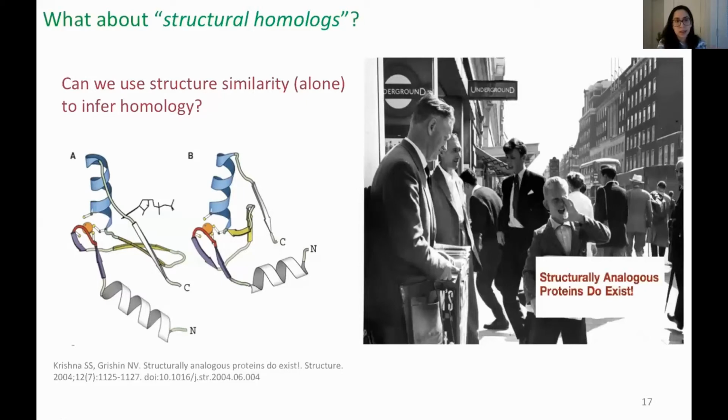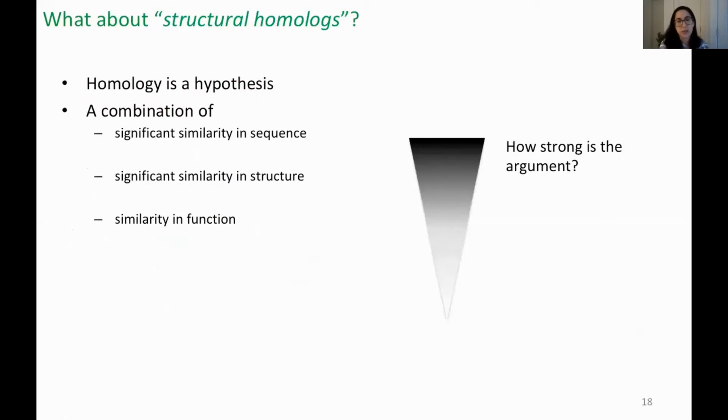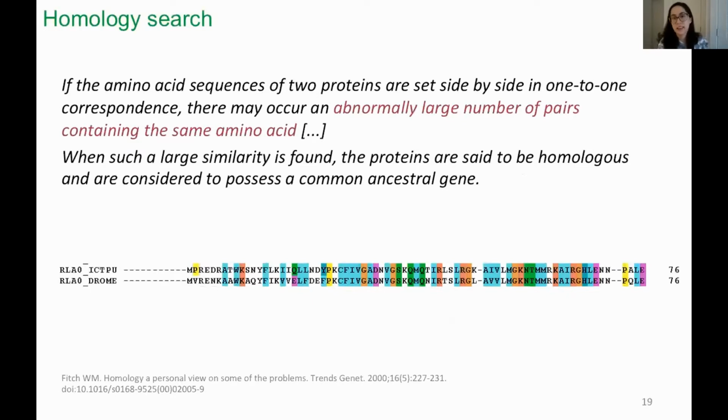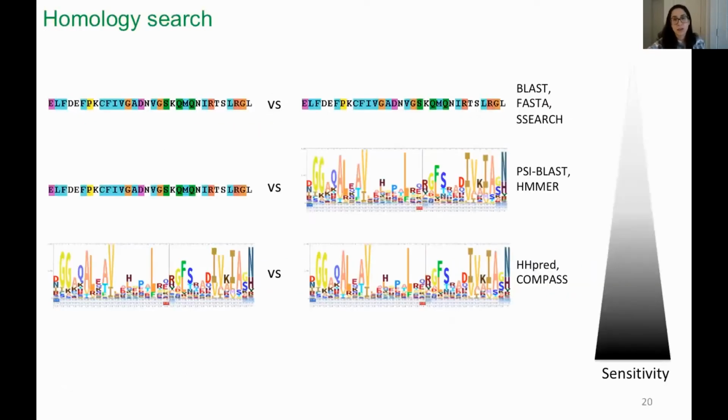So structure similarity alone cannot be used alone to infer homology. What can we use to infer homology? We need to use evidence from many different places. For example, significant sequence similarity, and then if we add to that similarity in structure, we will have a stronger hypothesis. And then if we have a similar function, this will be a really strong hypothesis for homology.